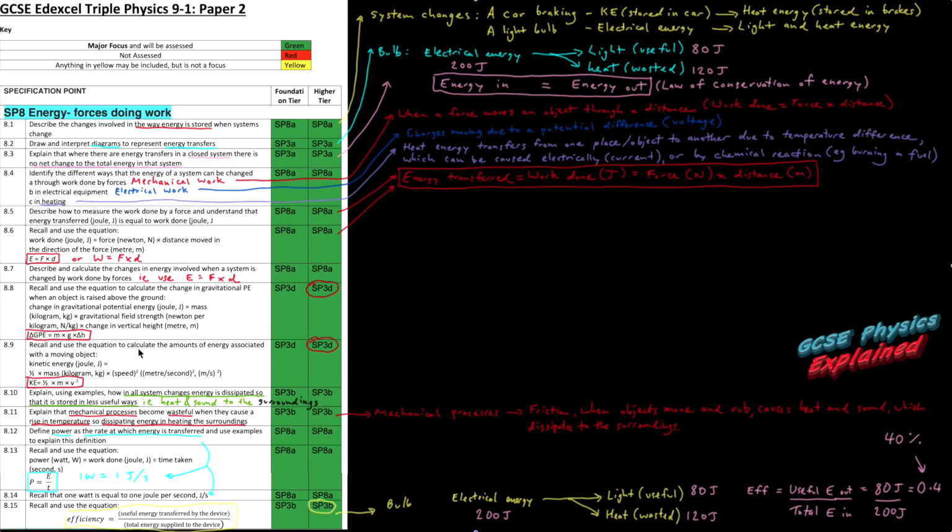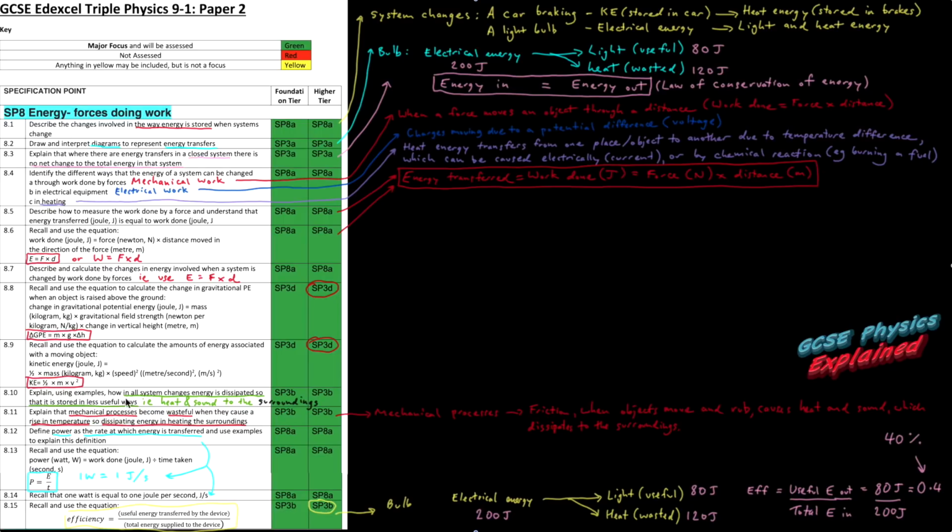Recall and use the equation to calculate the amount of energy associated with a moving object. In other words, you've got to be able to calculate kinetic energy using this equation. Kinetic energy equals a half times by the mass times by the velocity squared. Make sure you square the velocity first before you do anything else.